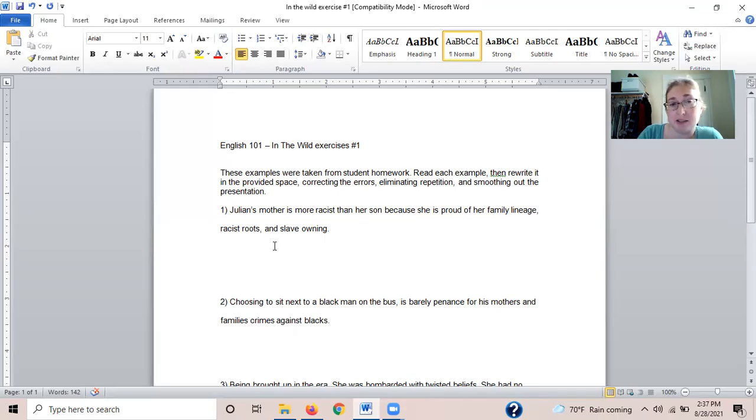Now, slave owning is, again, that's probably part of that family history of having slaves. This back end could honestly be clarified and rephrased, and that's part of what you can do as a correction. But what we've done here is we've corrected most of the major issues, right? Julian's mother is more racist than her son because she is proud of her family lineage, racist roots, and slave owning. I would accept and give full points for this adjusted sentence because you've eliminated the repetition and you've made a more clear sentence, and you're keeping to the writer's original intention.